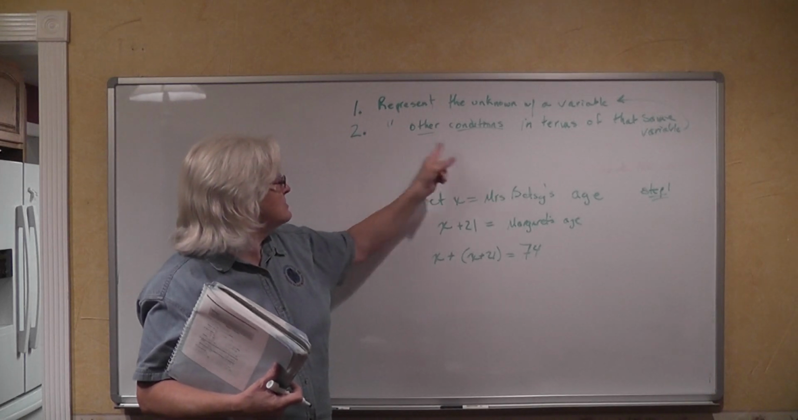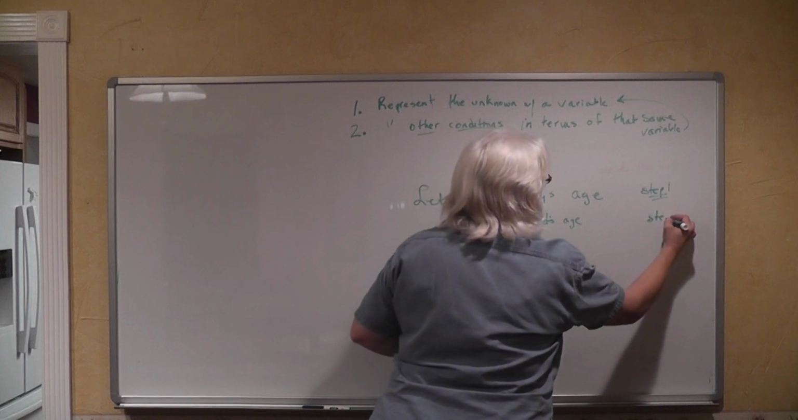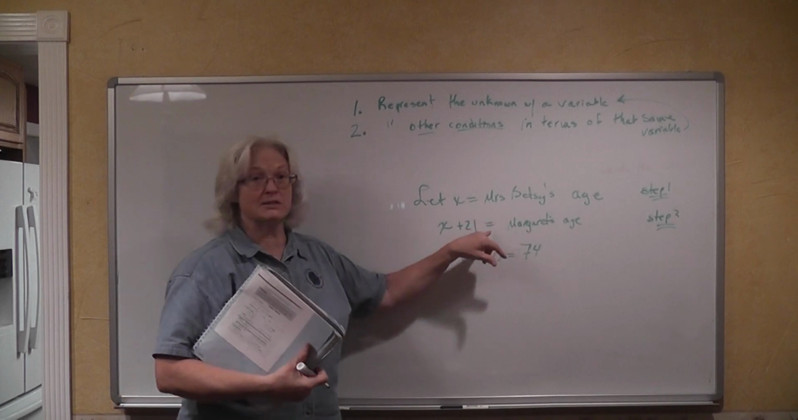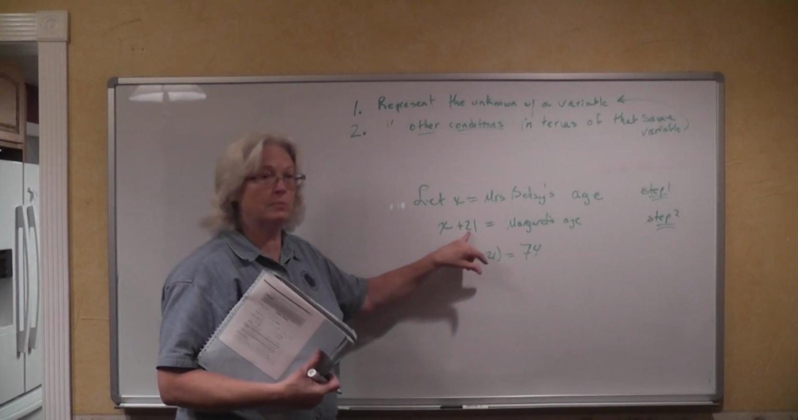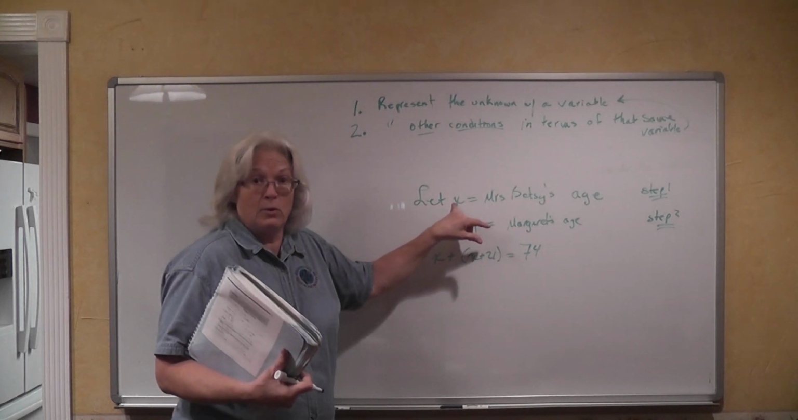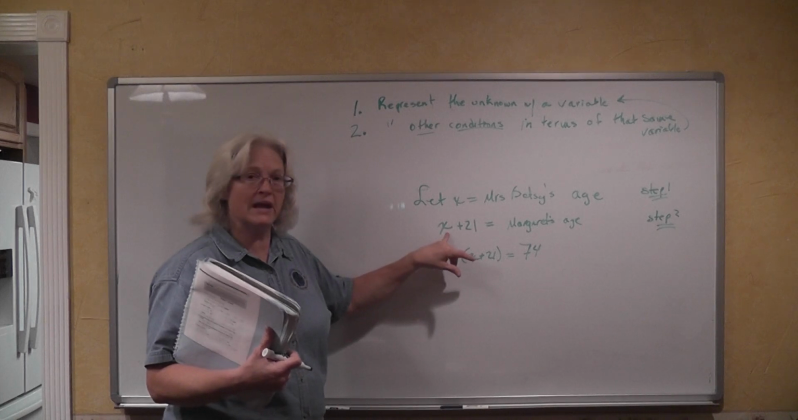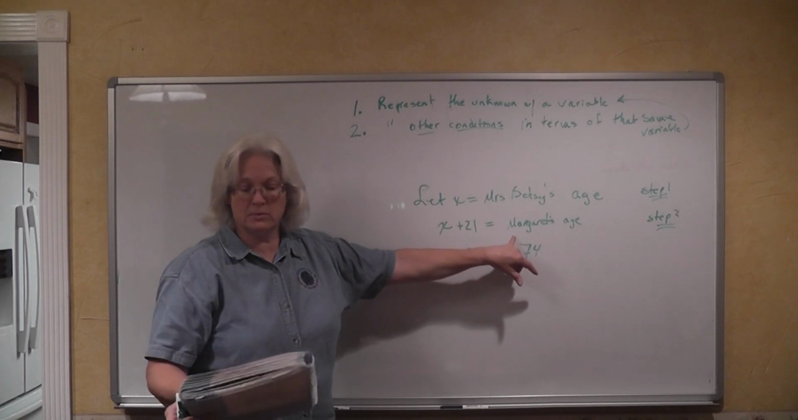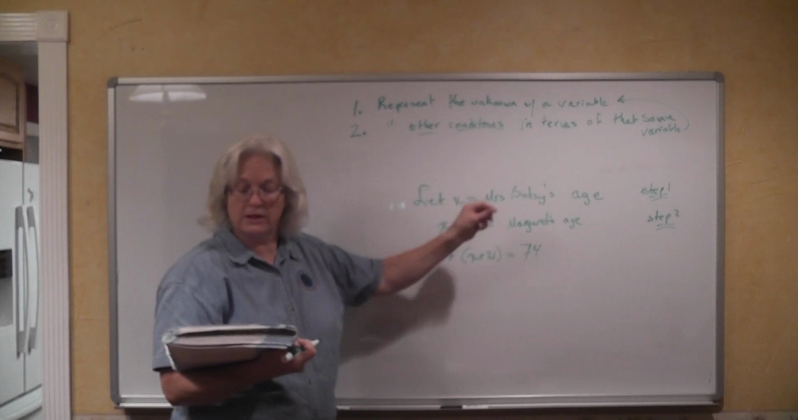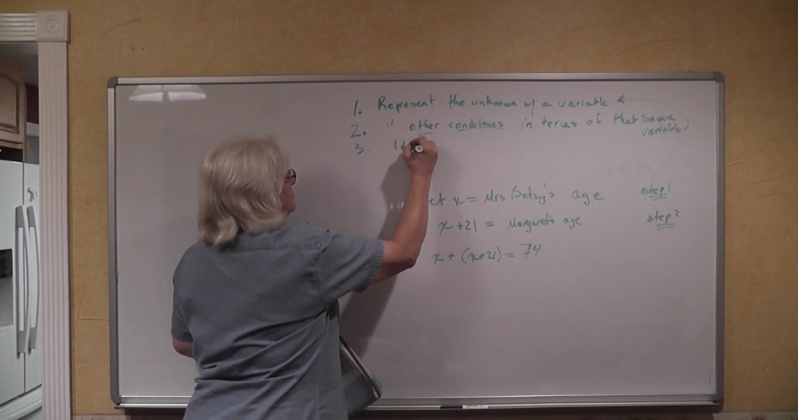Step 2 says represent other conditions in terms of that same variable. So this is what I've done here. I've said my sister-in-law is 21 years older than I am, so I'm going to take my age, which is x, plus 21, and that's going to be Margaret's age. And then the next step is identify what is equal in the problem.